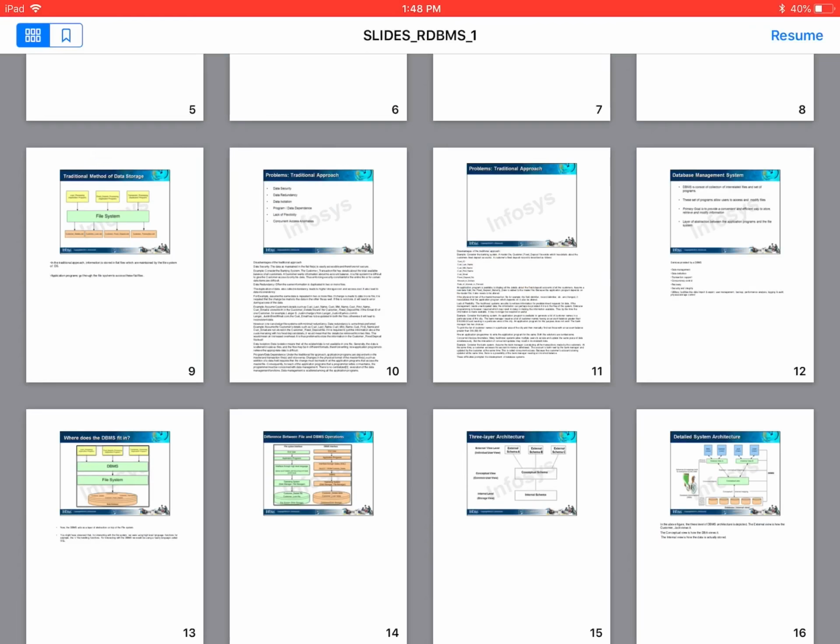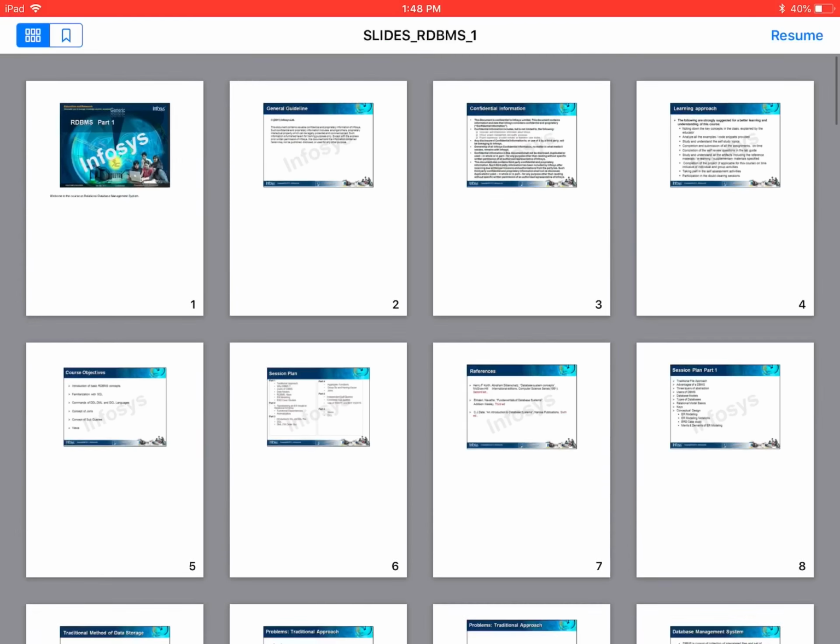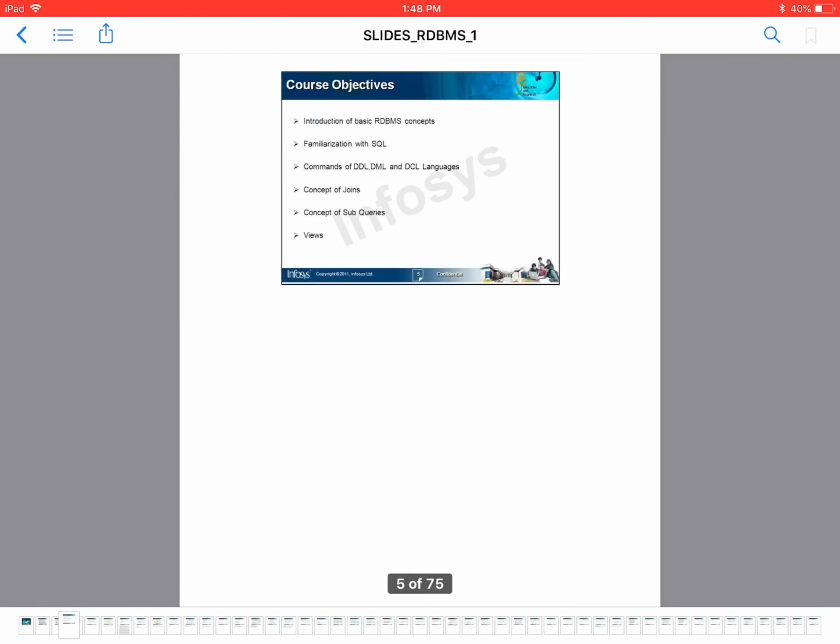Hello, today's topic is Introduction to Relational Database Management Systems. So this is basically a part of ITIL. It's an IBM course, Introduction to IT Infrastructure and Landscape.